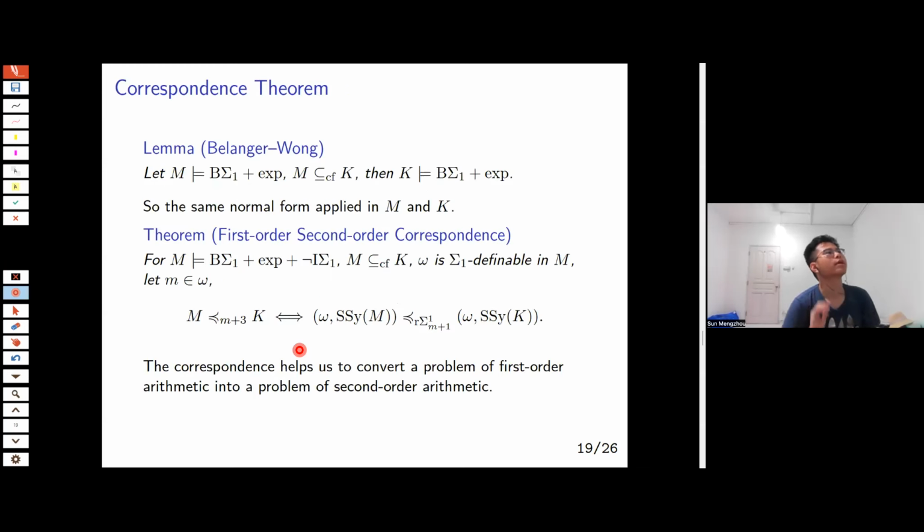Okay, so now we can state the correspondence. We need a lemma by Belanger and Huang. It says that if M satisfies B sigma 1 and we have a cofinal extension K, then K also satisfies B sigma 1. So between M and K, they satisfy the same amount of collection and also the same failure of I sigma 1, so they will share the same normal form theorem. The normal forms given by M and K are exactly the same. And here it says that we have first order elementarity in the cofinal extension if and only if we have second order elementarity in the second order structure extension.